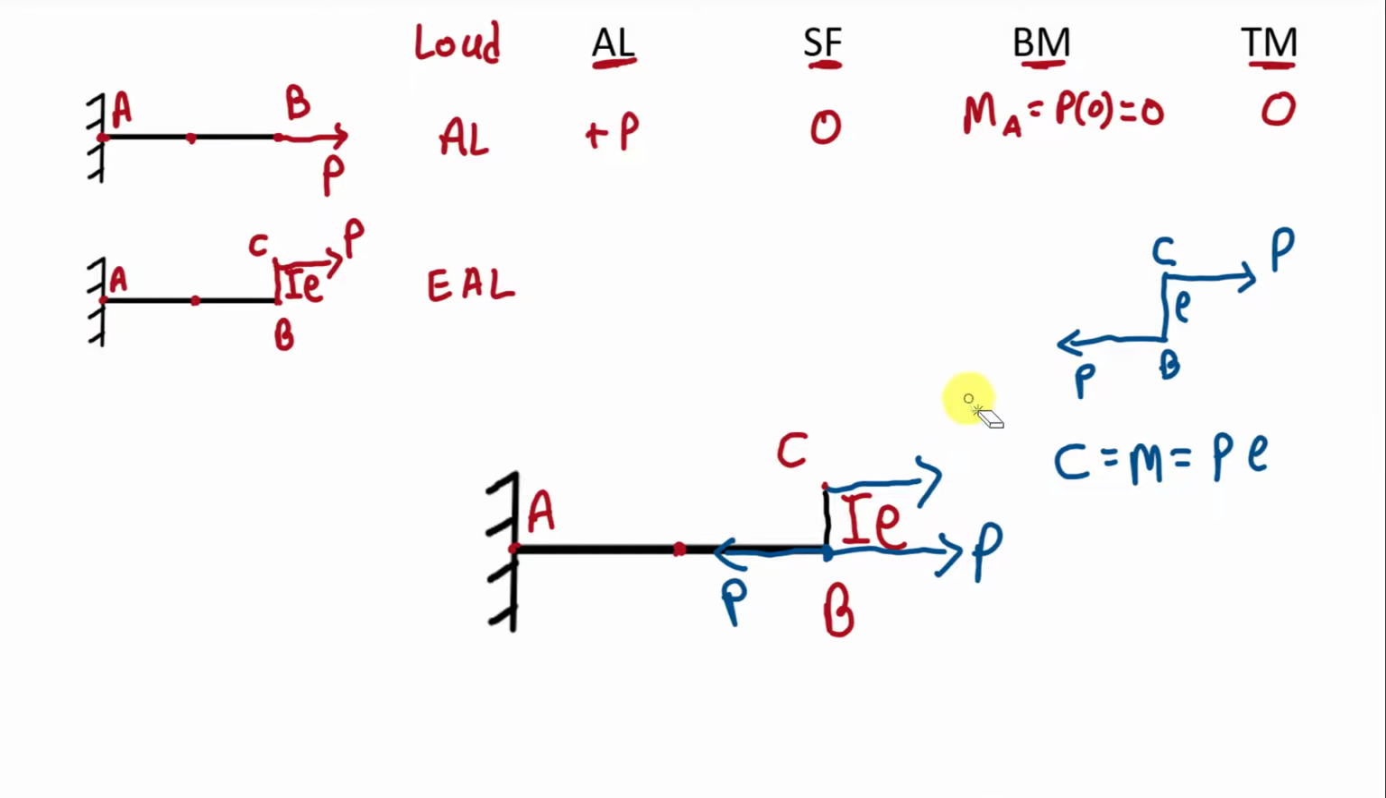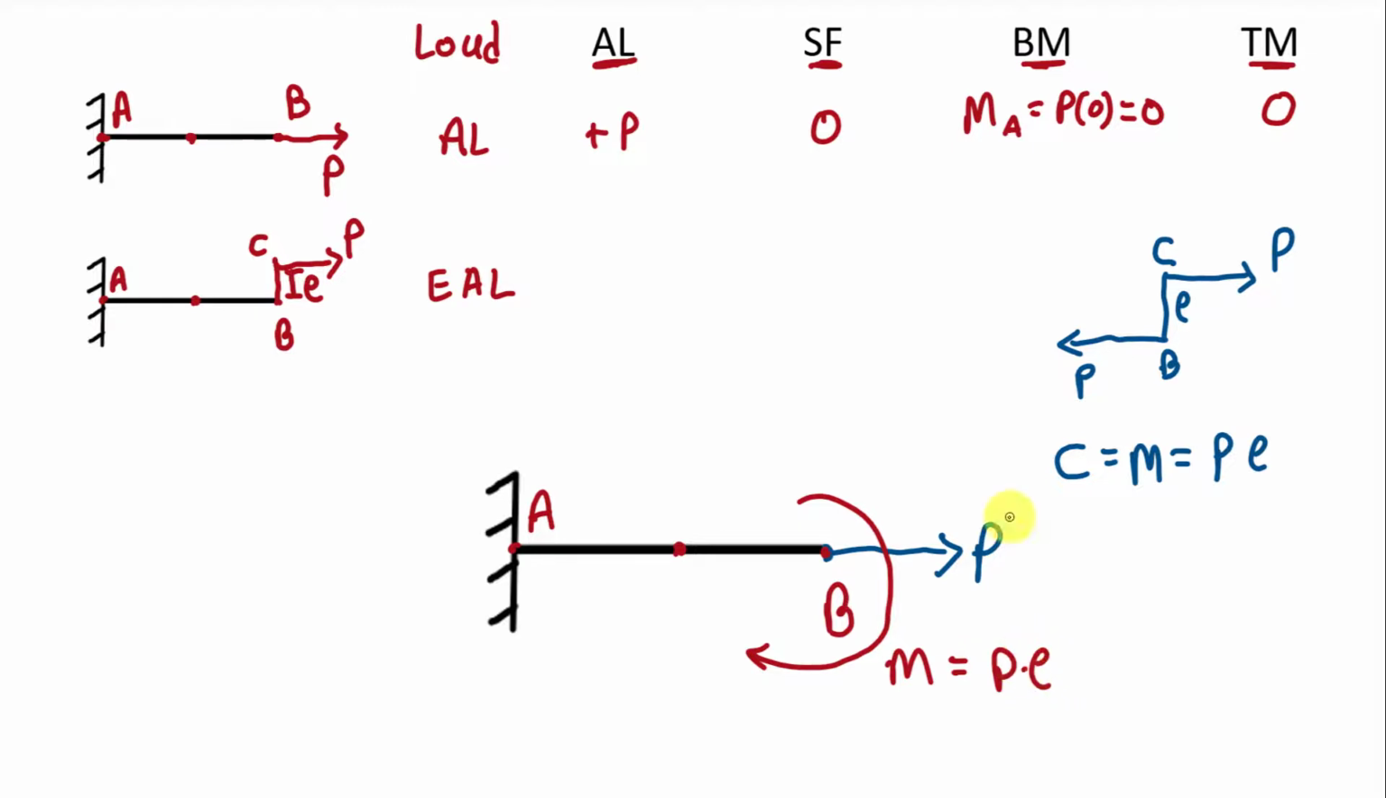Now I am going to remove these two loads. And instead of these two loads there will be a couple which will be in this direction. The value of this couple M will be P into E. And also this axial load P will be left at this point B. So finally this eccentric axial load is converted into one axial load P and one moment at point B. Here this moment is in clockwise direction because this couple has the tendency to rotate this body in clockwise direction. So from this direction of load you can see that the direction of moment will be clockwise.